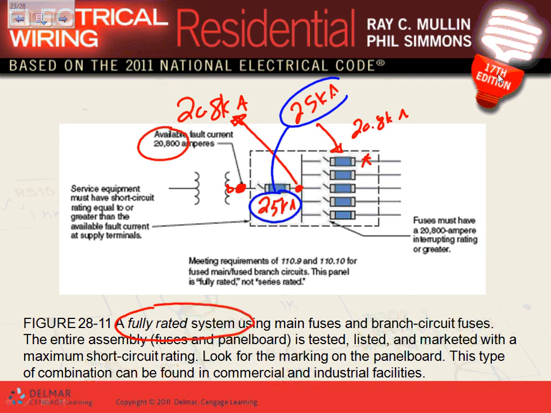So what is a fully rated system? You look at a panel like this, guys, and if this panel has a main right here, the main will be 25, and each one of these circuit breakers will be 25, 25, 25, 25, right in here. That's a fully rated system. Where would you use a fully rated system? Fully rated systems start making a lot of sense, guys, if you're looking at 600 amps or higher panels.